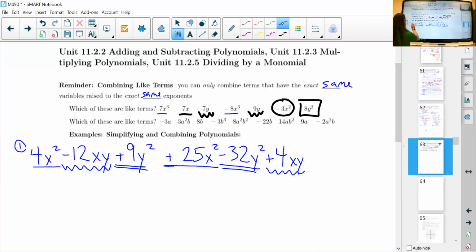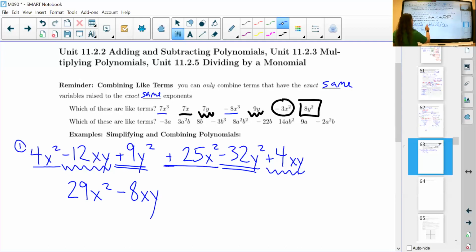So 4x squared plus 25x squared gives me 29x squared. Minus 12xy plus 4xy. So minus 12 plus 4. We're adding things with opposite signs. So we take the difference, which is 8. We figure out which sign we need. We need the sign of the bigger one with absolute value. And the xy goes along.